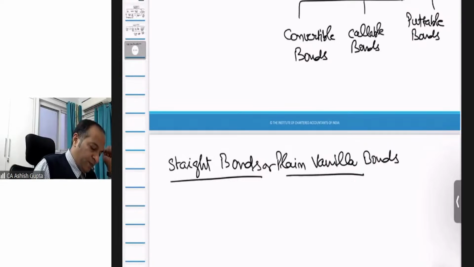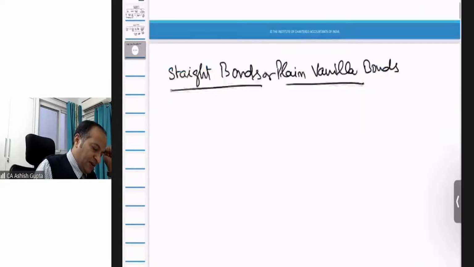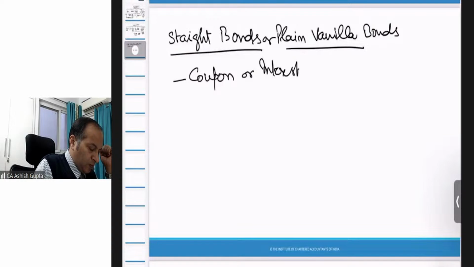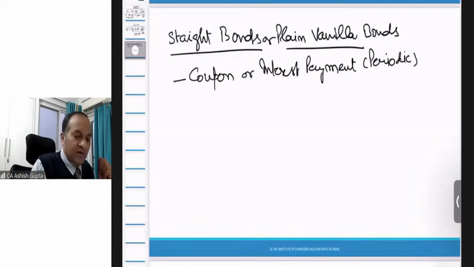Now, when we talk about this plain vanilla bond, it has some characteristics. Okay, what are these characteristics? First of all, it has a coupon, and this is periodic. Okay, coupon or interest payment is periodic.